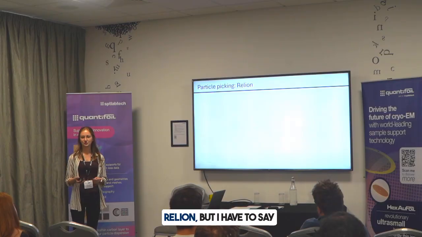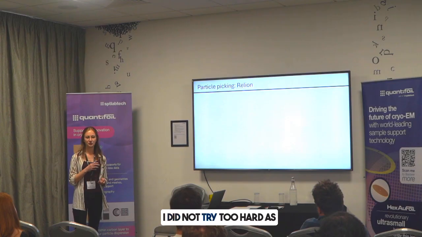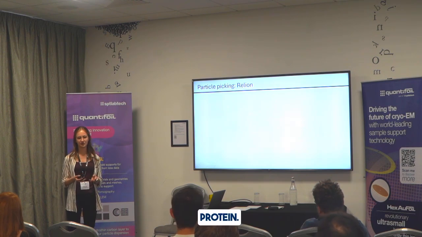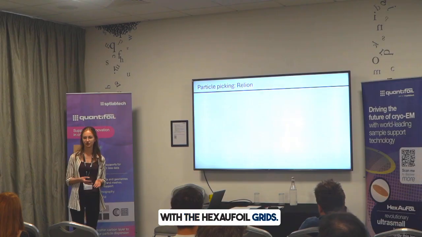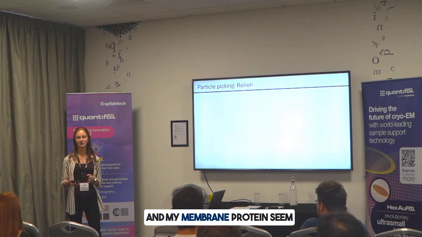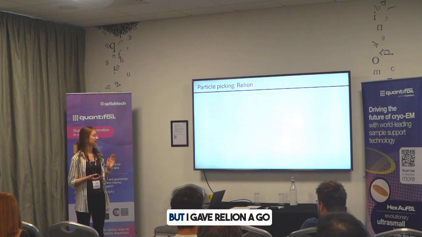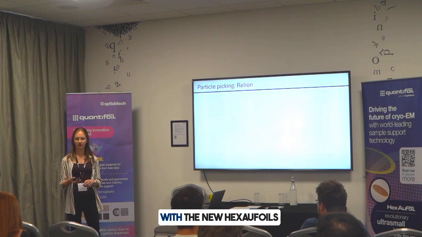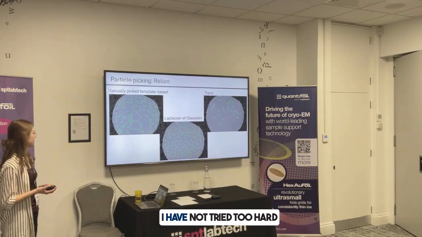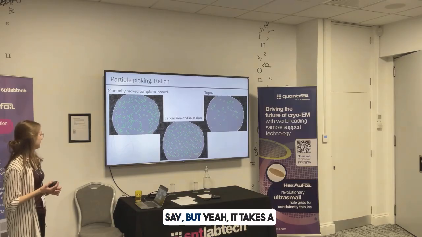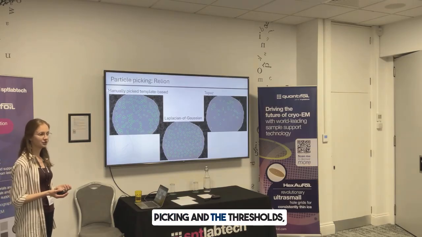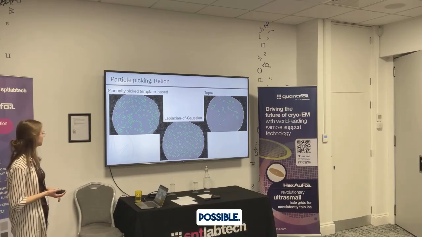I have also tried to use Relion, but I have to say I did not try too hard, as I'm unable to properly align the particles in Relion of my membrane protein. This is not an issue with the HexAuFoil grids. I have had this issue with Quantifoils before. It's just that Relion and my membrane protein seem to not be compatible. But I gave Relion a go with the new HexAuFoils, and I have managed to optimize most of them. I have not tried too hard with Topaz, I have to say. But yeah, it takes a bit of time to optimize the picking and the thresholds, but it's absolutely plausible.